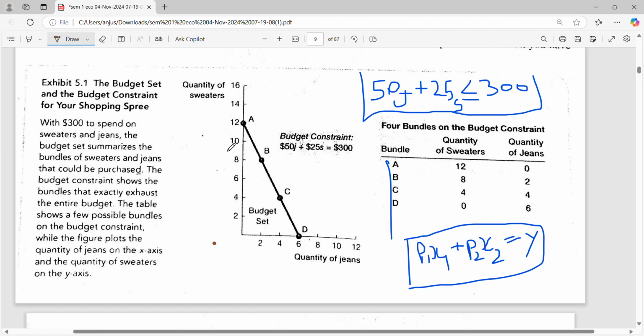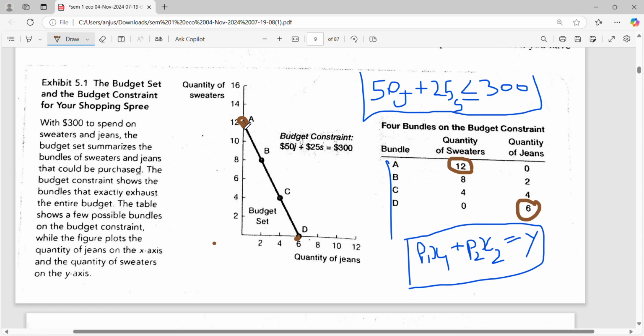And about these intercepts. So this A is the intercept on the horizontal axis and this D is the intercept on the vertical axis. How is this drawn? The intercepts of the budget constraint represent the maximum quantity of each good that can be purchased if you buy only that good. In the case of jeans, when you buy only jeans, 6 jeans cost 300, so at a quantity of 6 the intercept falls. And in the case of sweaters, if you buy only sweaters, you exhaust the budget at a quantity of 12. So that is how you draw the intercepts.